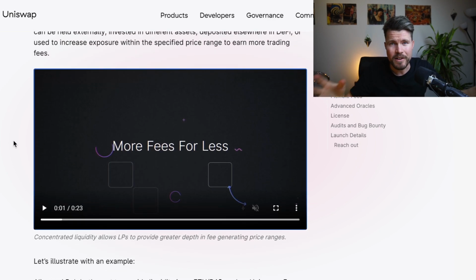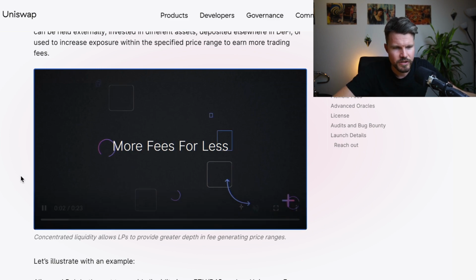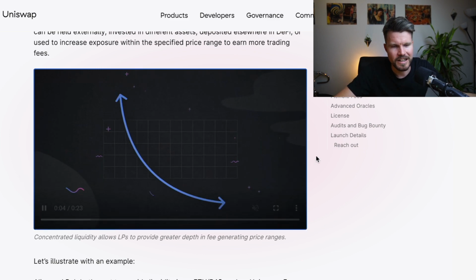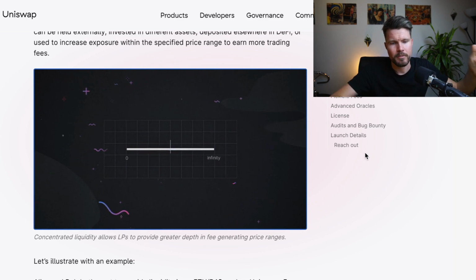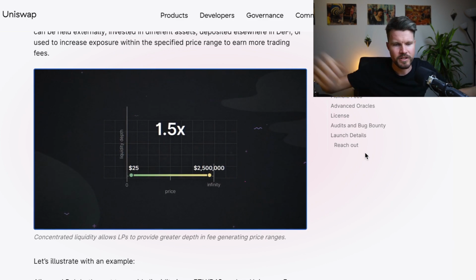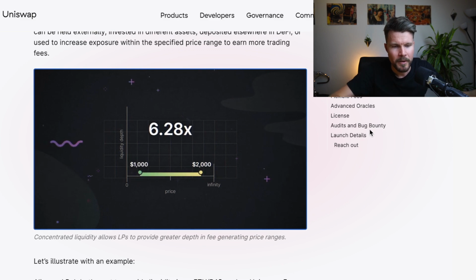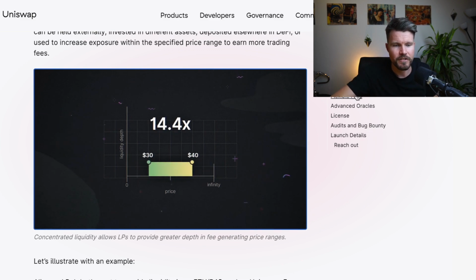This means the narrower the range for the liquidity that they're providing, the higher the fees they're going to earn. So this video here illustrates it really well. More fees for less. So if you actually place your liquidity for $0 to infinity, you're not going to be earning that much. But the narrower it gets, the higher the factor.